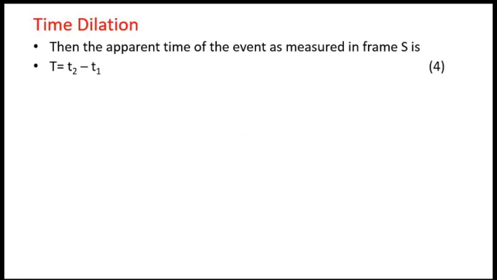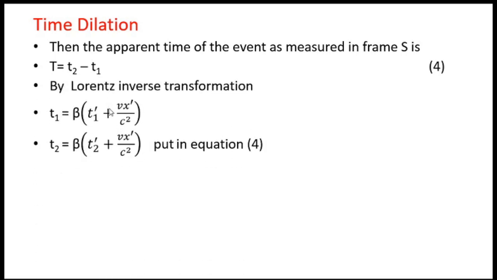So, then the apparent time in this case of an event which is measured in the frame S is given by t is equal to t2 minus t1. Now, by the Lorentz inverse transformations, we can write t1 is equal to beta times (t1 dash plus vx dash upon c square), t2 is equal to beta times (t2 dash plus vx dash upon c square).